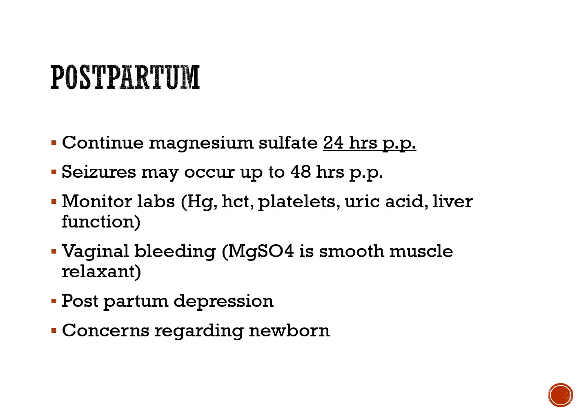So how do we care for her postpartum? Most of the time you're going to continue that MAG for 24 hours to help continue to reduce that risk for seizure activity, because you have that risk of seizures up to 48 hours. You're going to continue to monitor your lab work: hemoglobin, hematocrit, platelets, uric acid, liver functions. You're going to monitor her vaginal bleeding, because remember, we've given her MAG that relaxes the muscle, and that uterus isn't going to want to contract as well.